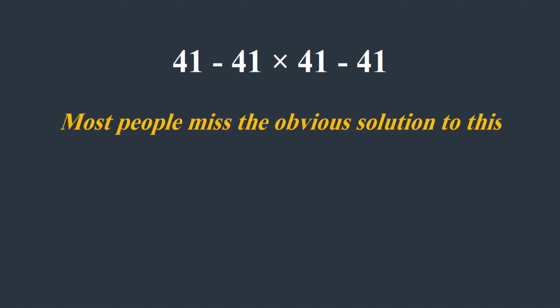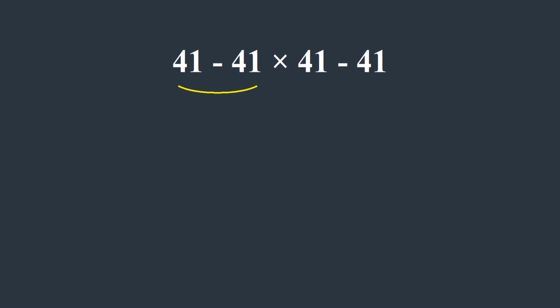Coming up in this vlog: 41 minus 41, which equals 0, times 41 minus 41 equals 0. Now we have this problem, 0 times 0, which equals 0. But this answer is not correct, because according to the order of operations, we must do the multiplication and division, then do adding and subtraction. So first we do this multiplication, then this subtraction, and at last this subtraction.